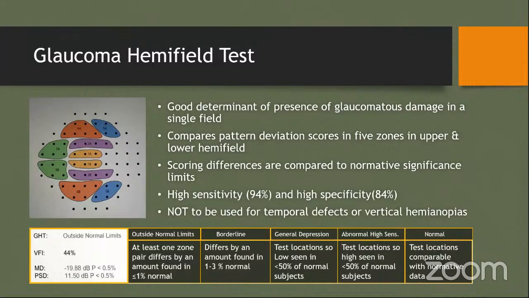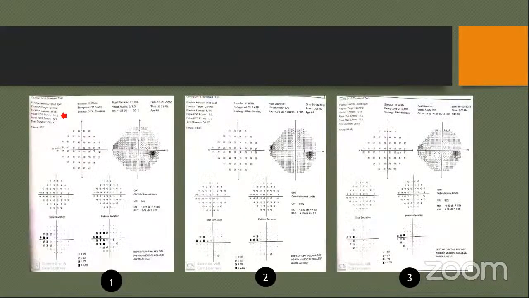But there are 2 things we need to keep in mind: it does not apply to vertical hemianopia as well as to the temporal defects, the area which is not colored in these points. So that area is also not included in the glaucoma hemifield test. So if we see any defect there, we have to ignore that slide. I'll just take 2 more minutes. And in this slide, you can see that this field fulfills the HAP2 criteria.